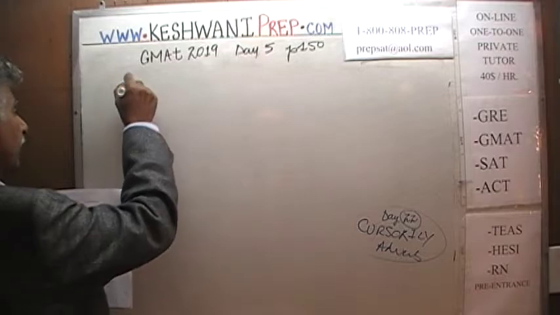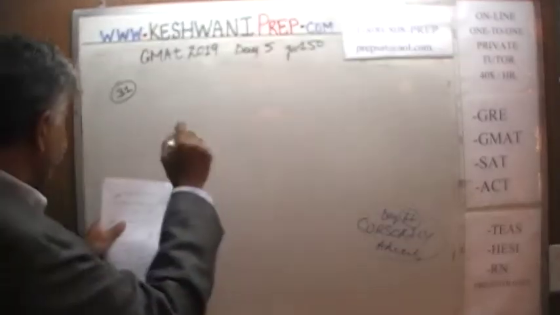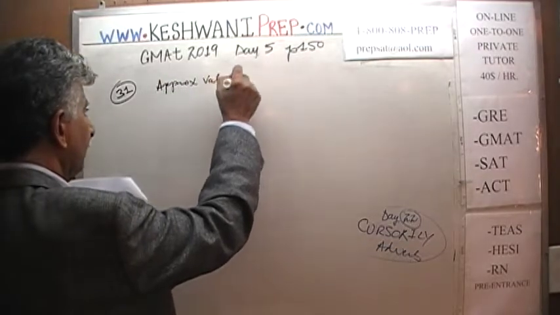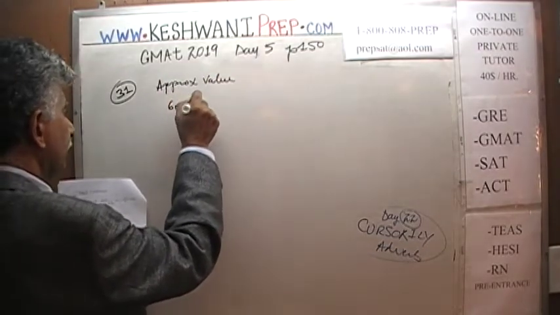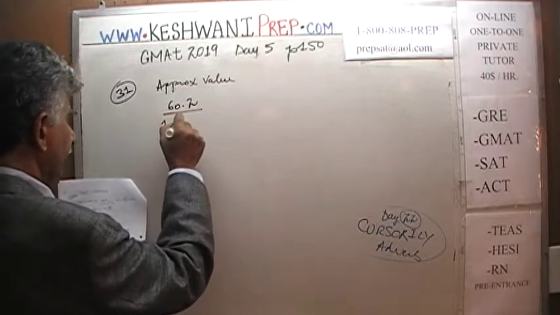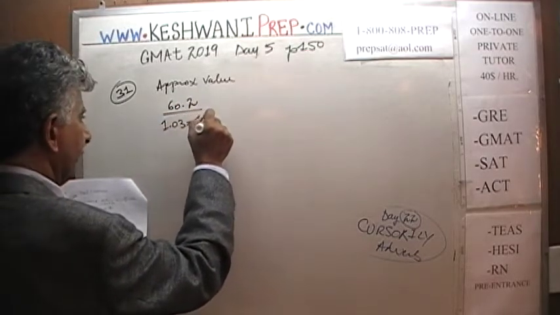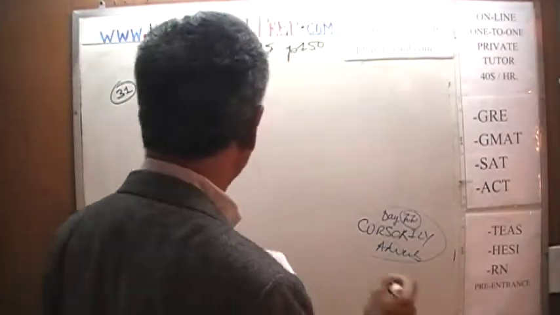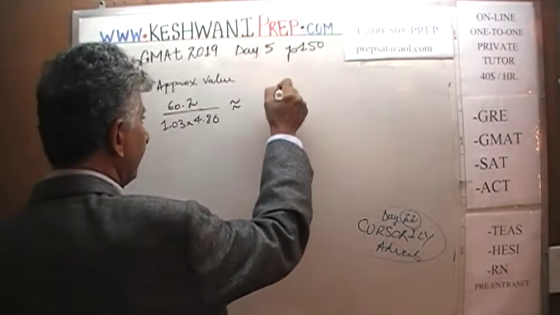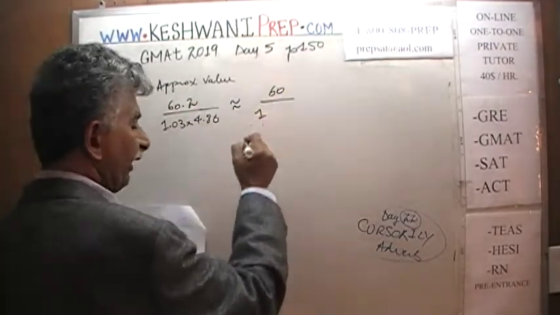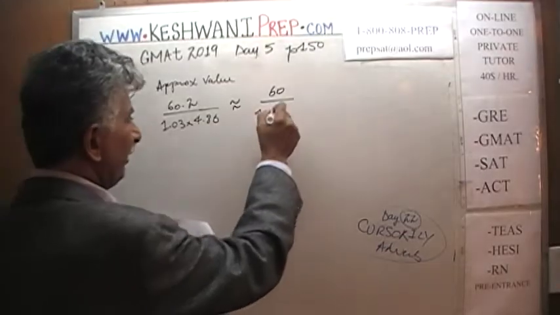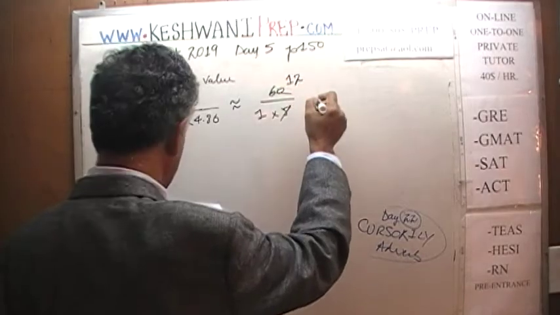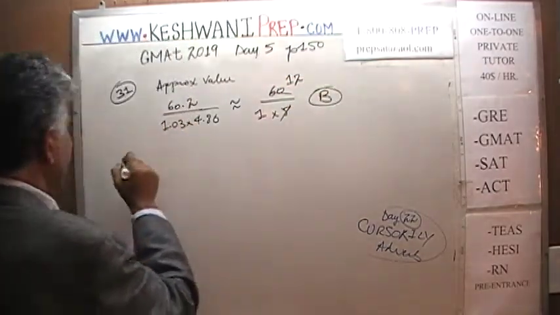Number 31, the very first problem in the second column on page 150, is asking us: what is the approximate value of 60.2 over 1.03 times 4.86? Since they're looking for approximate value, that's exactly what we're going to do. 60.2 is approximately 60, 1.03 is approximately 1, and 4.86 can be approximated as 5. So it's just 60 over 5. The answer is 12, answer B. Let's do number 32.